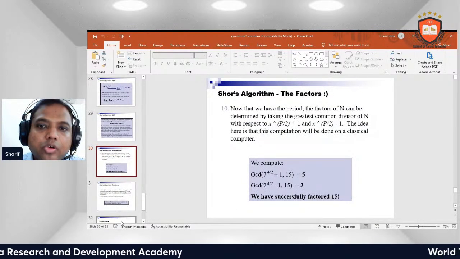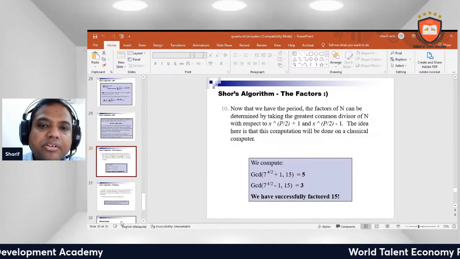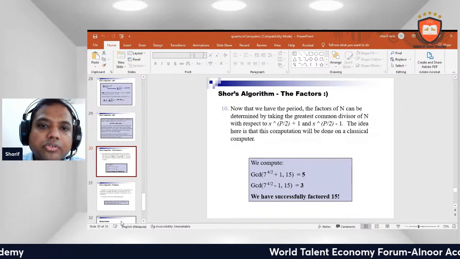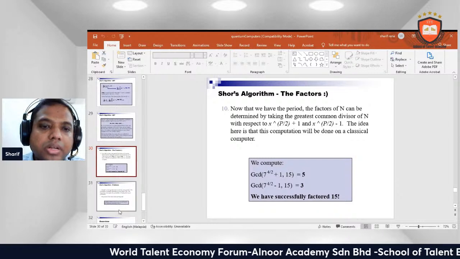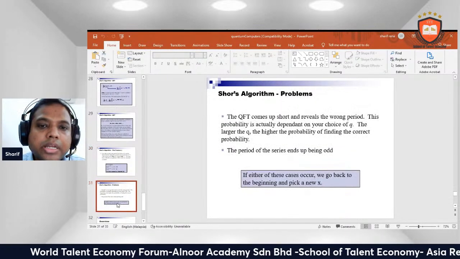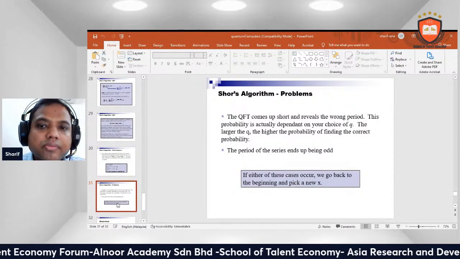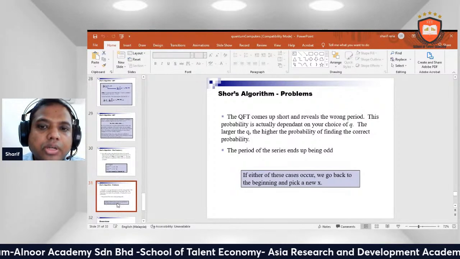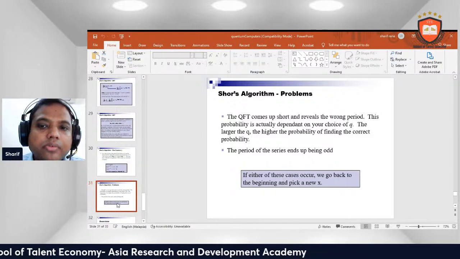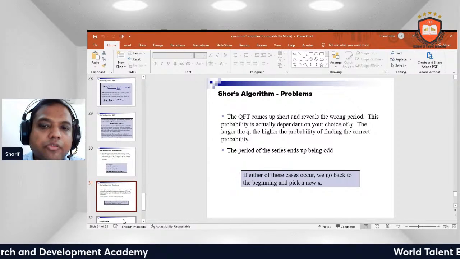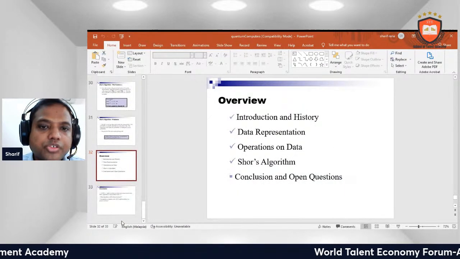Now that we have the period, the factors of n can be determined by taking the greatest common divisor of n with x to the r over 2 plus or minus 1, and this computation will be done on a classical computer. The QFT may come up short and reveal the wrong period. This probability is actually dependent on your choice of q. The larger the q, the higher the probability of finding the correct period. Another failure case is when the period ends up being odd.